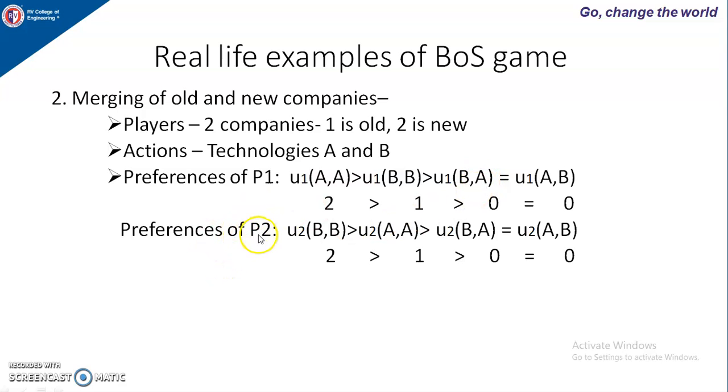Similarly, the preferences of the player 2 will be both the companies using the technology B, because it is the B's technology which is used by both the companies, over both the companies using the technology A, and the least preferred will be one using the technology A and the other using the technology B.